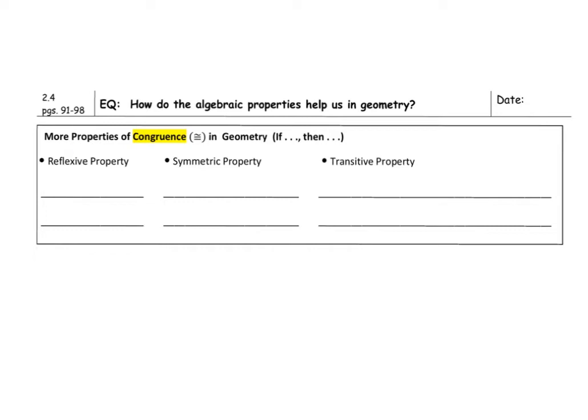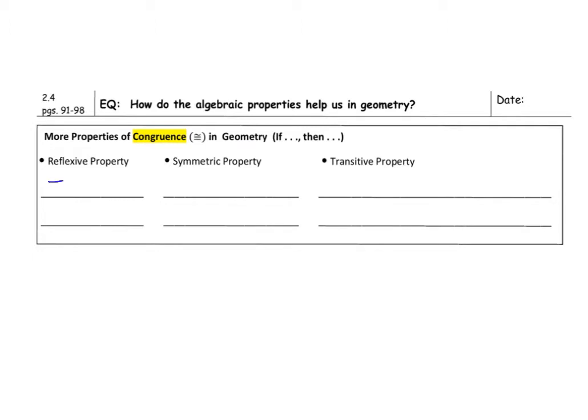Hey guys, today we're going to be talking about properties of congruence. So you'll notice we have reflexive property, symmetric property, and transitive property. They look very similar to the properties of equality that we did in the last video, but now we have congruence.